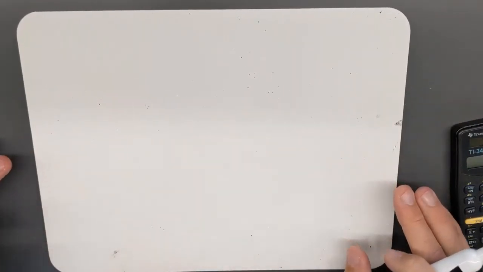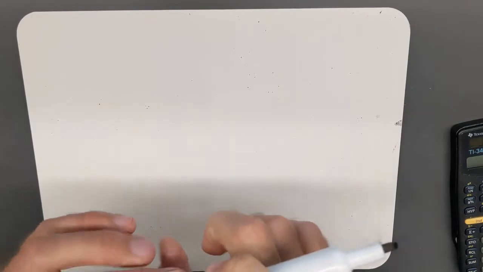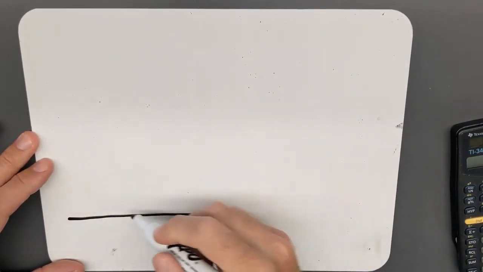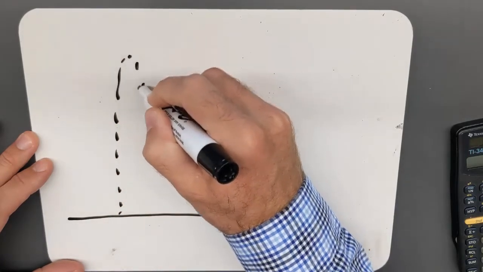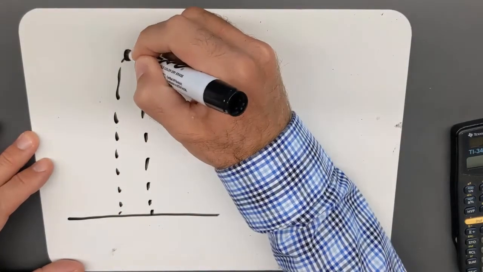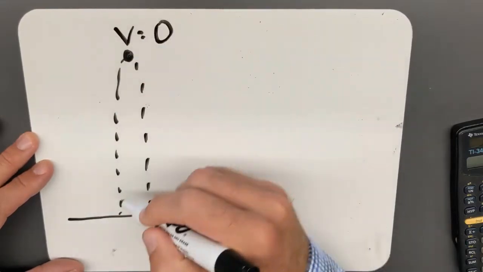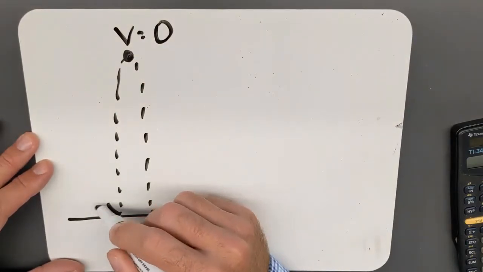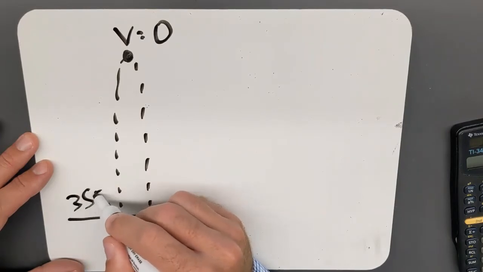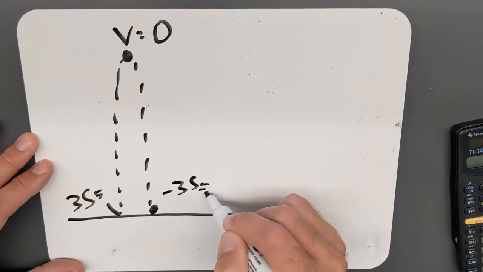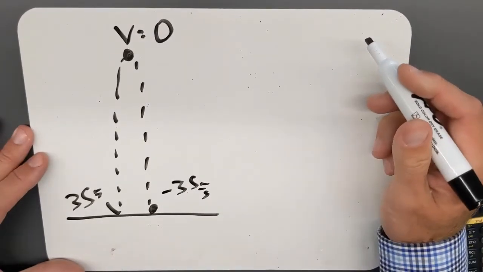All right, so for our second problem, we have a ball being thrown up in the air. And what you need to visualize is this ball going up and the ball coming back down. We know from class that here it has a velocity of 0. Here it has a velocity of 35 meters per second. And over here, -35 meters per second. So path up equals path down.